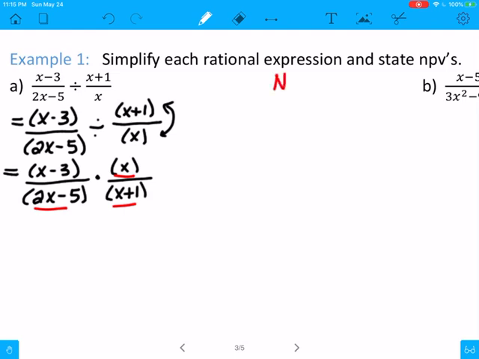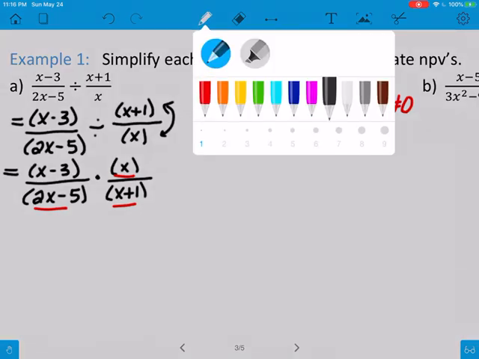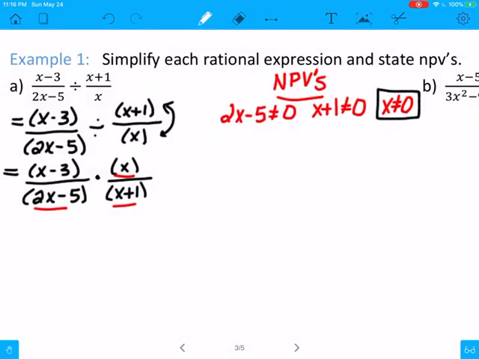So I'm going to go over here and state my NPVs. I have 2x minus 5 cannot equal 0. I have x plus 1 cannot equal 0. And I have x cannot equal 0 because it used to be in the denominator. And the x cannot equal 0 is done. I have to solve the other ones. For 2x minus 5, I'm going to have to add 5 first. Then I have 2x cannot equal 5. And then I have to divide by 2 to get x by itself. So I get x cannot equal 5 halves.